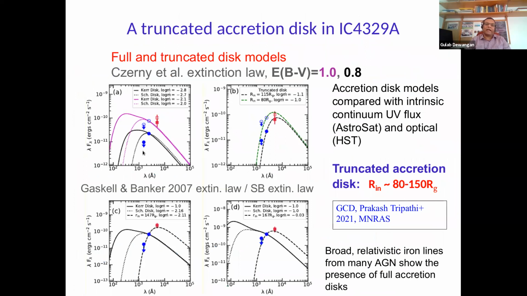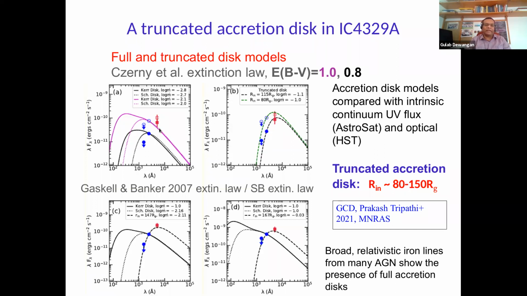When we try to describe this intrinsic continuum emission with accretion disk models, this is what we get. If we use the accretion disk around a Kerr black hole, assuming the accretion disk extends to the last stable orbit, and also consider the Schwarzschild black hole, again with the accretion disk extending to the last stable orbit, such an accretion disk cannot explain the observed data here. But if you make the disk truncate at about 100 Rg, then the intrinsic continuum emission is well described by a truncated disk.